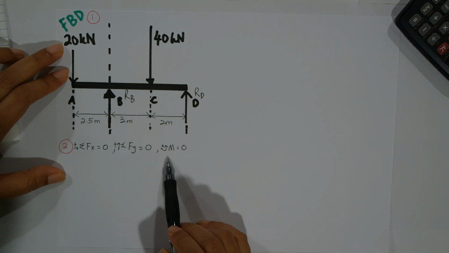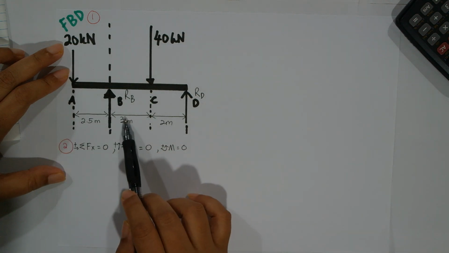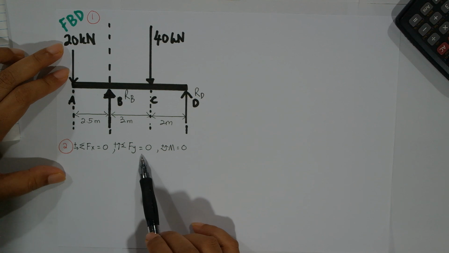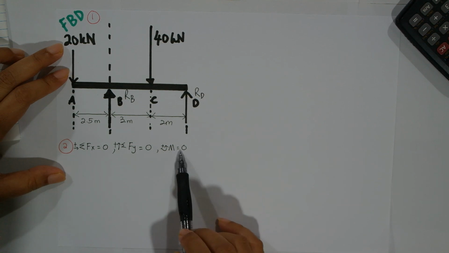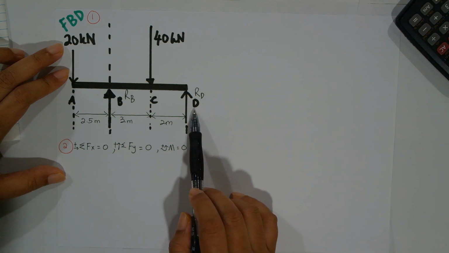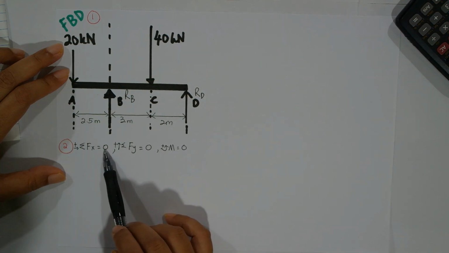Since in this system we have two unknowns, RB and RD, Fy equilibrium alone is not enough, so we have to use moment equilibrium to help us solve these two unknowns, because we do not have Fx here.